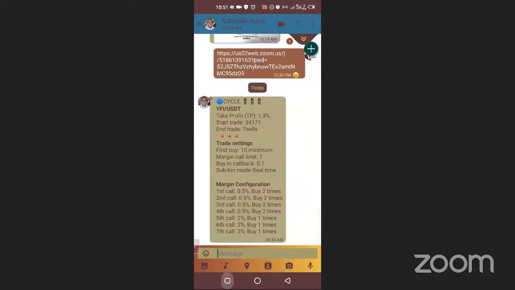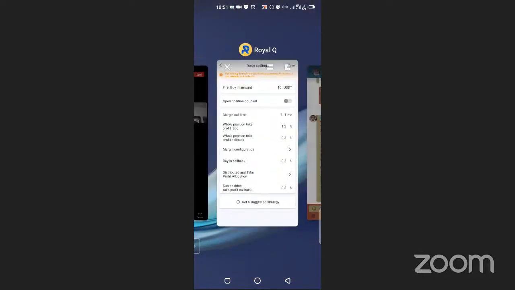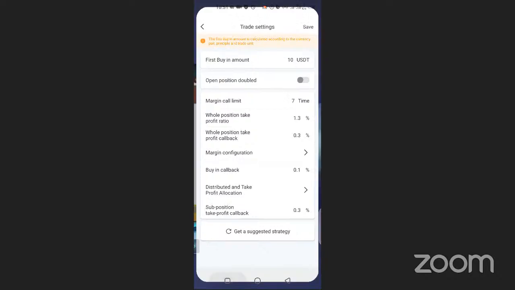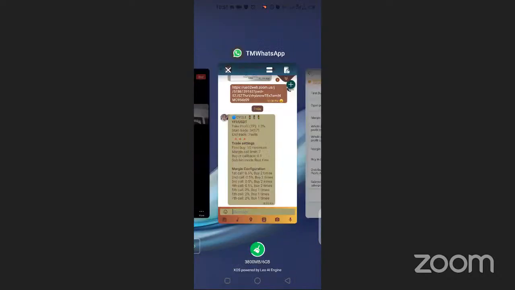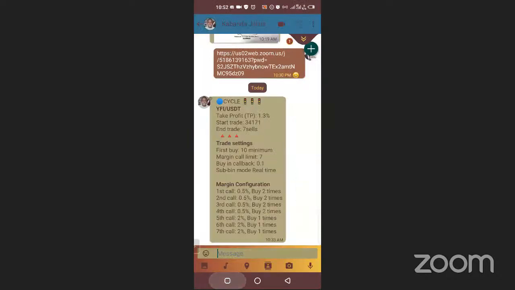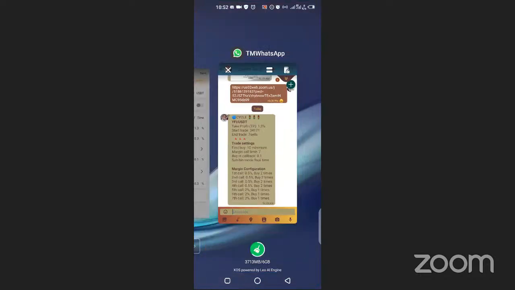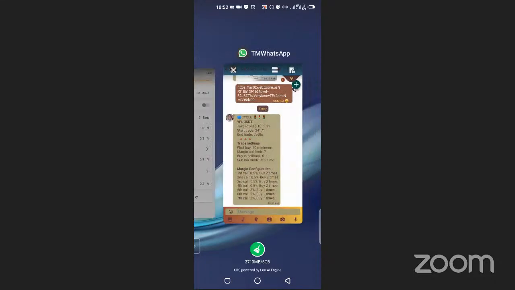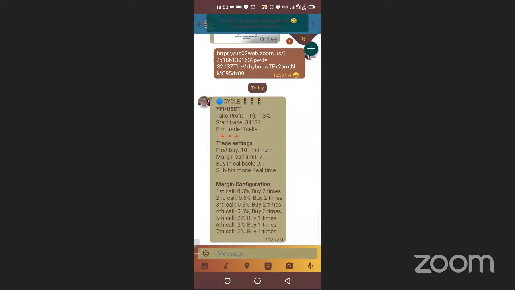Buy in callback 0.1. Buy in callback, you come here, you do what you see, 0.1. Submit mode real time. Okay, submit mode real time. It's the other side. So I come in here 0.1, done. Then margin call configuration: first call 0.5, second call 0.5, third call 0.5, right?